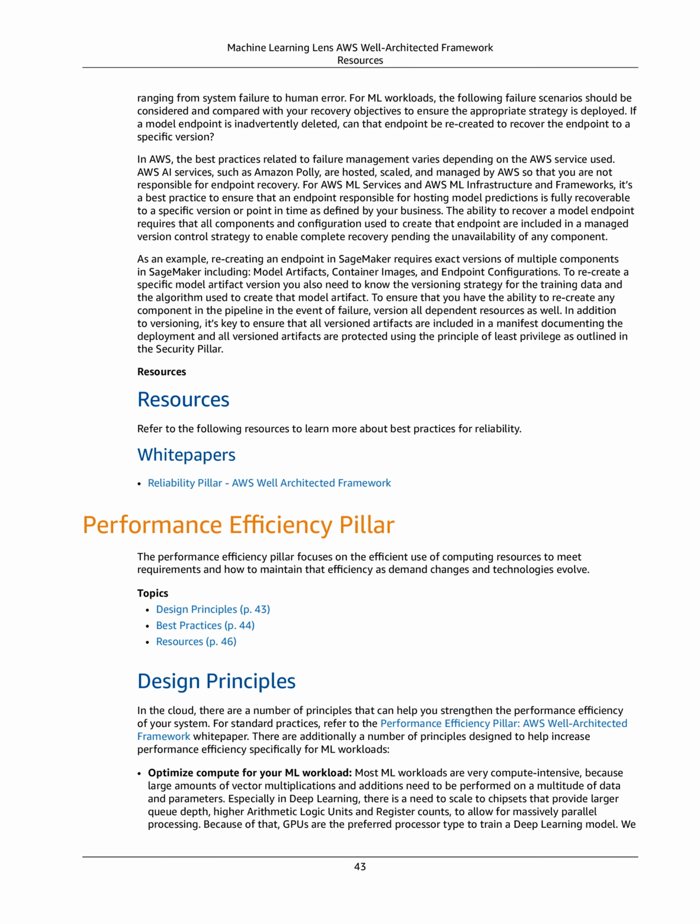As an example, recreating an endpoint in SageMaker requires exact versions of multiple components in SageMaker including model artifacts, container images, and endpoint configurations. To recreate a specific model artifact version, you also need to know the versioning strategy for the training data and the algorithm used to create that model artifact. To ensure that you have the ability to recreate any component in the pipeline in the event of failure, version all dependent resources as well. In addition to versioning, it's key to ensure that all versioned artifacts are included in a manifest documenting the deployment and all versioned artifacts are protected using the principle of least privilege as outlined in the security pillar.